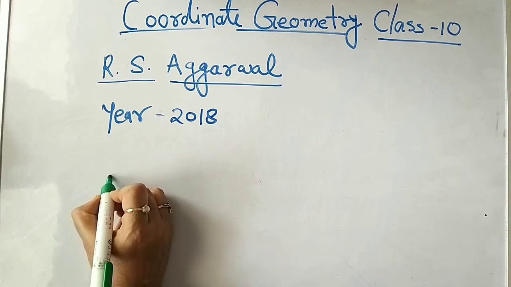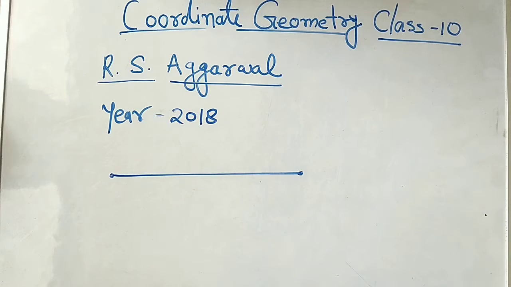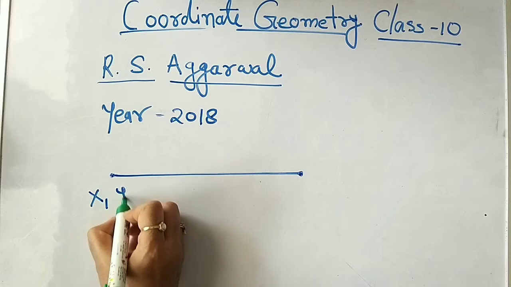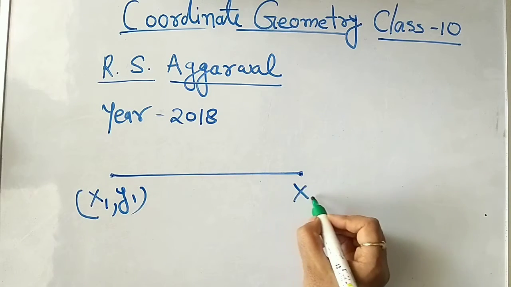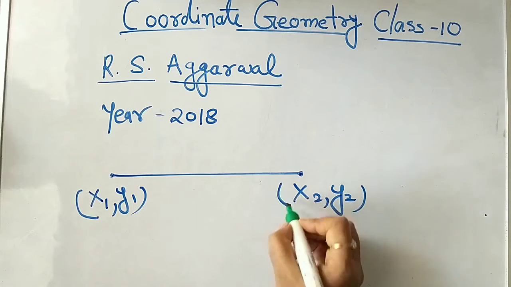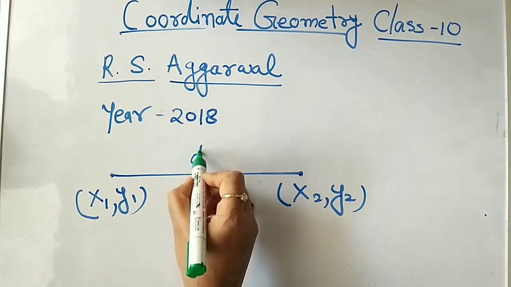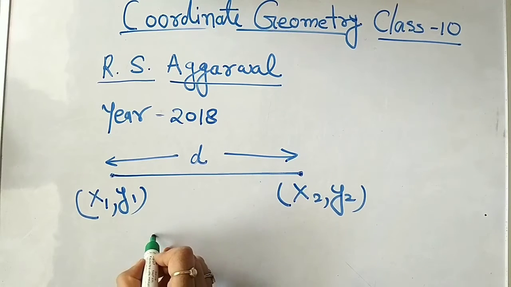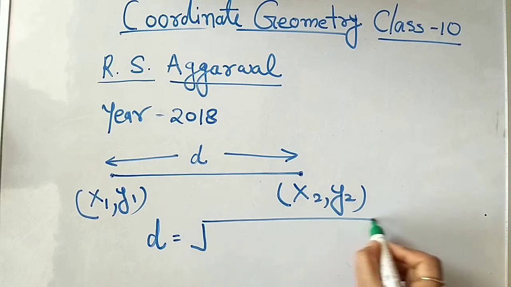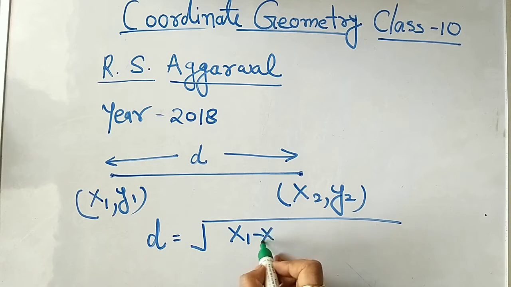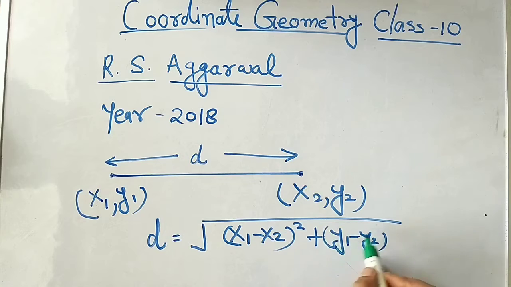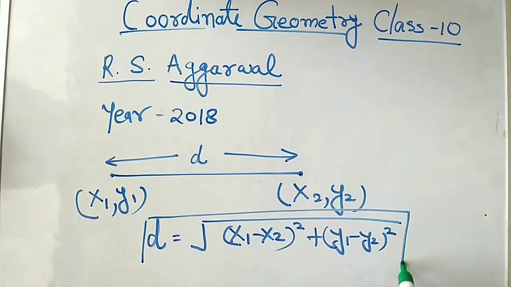The first topic which is important for you to know is, if you have two points, say x1, y1, and the second point is x2, y2, what is the distance between these two points? For that we must know a formula. D is equal to under root of (x1 minus x2) square plus (y1 minus y2) square. This is the distance formula.